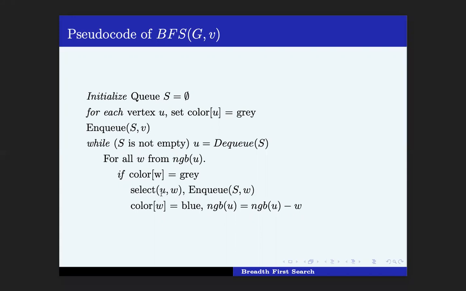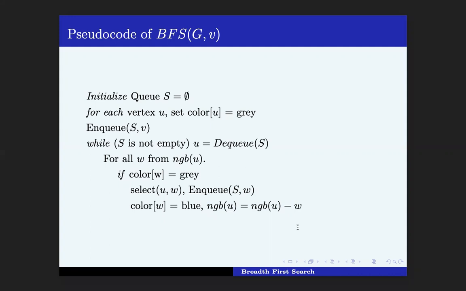Also, you have already visited W now, so I have to color that W blue. And since I have already visited W, I can also remove W from the neighbors of U. But as your friends pointed out, this line might not be necessary as such.